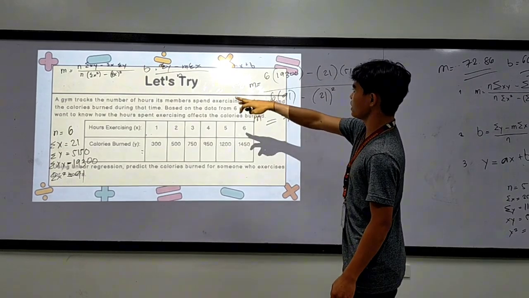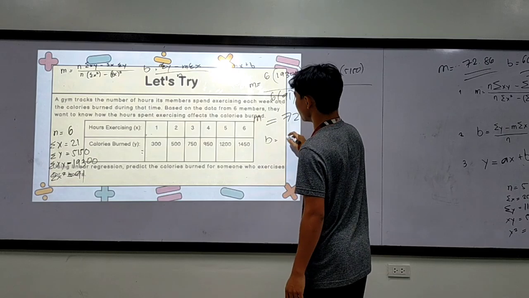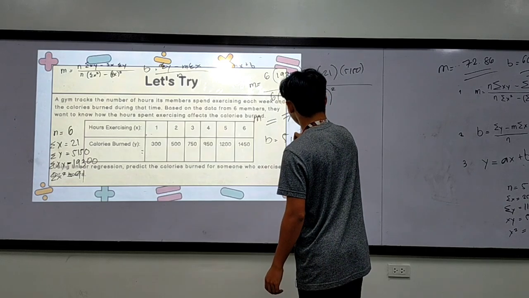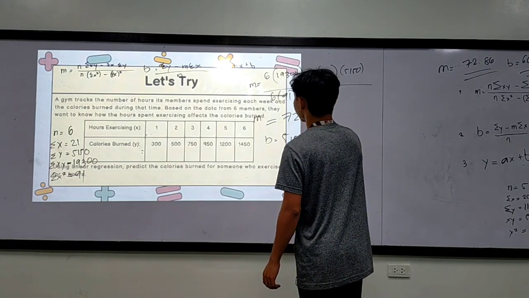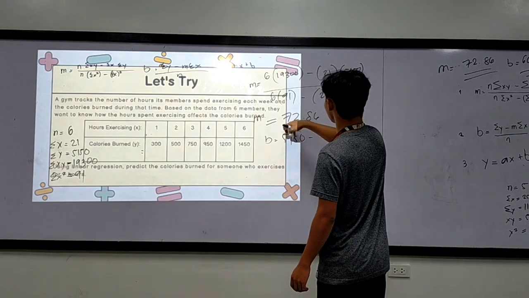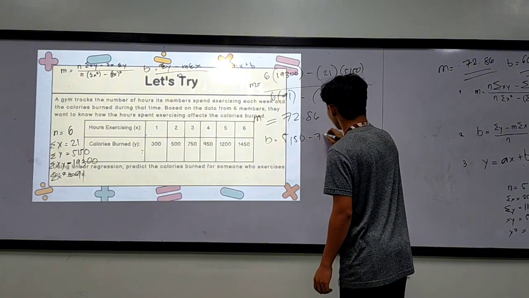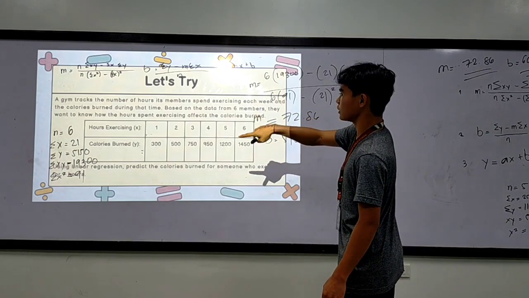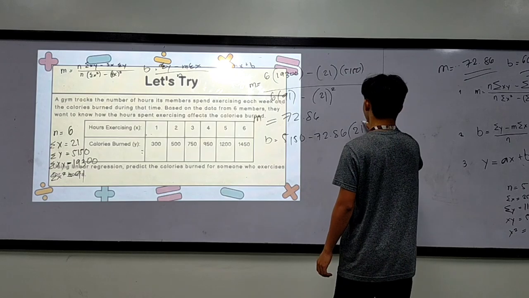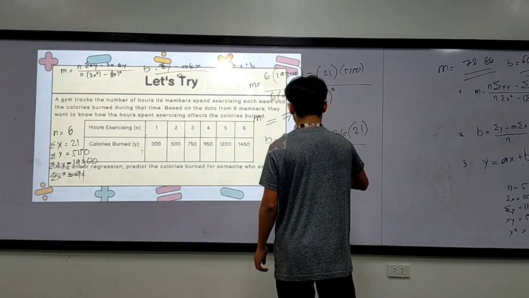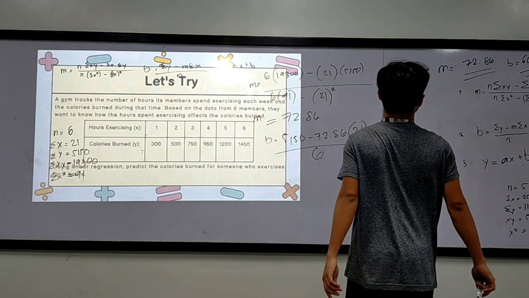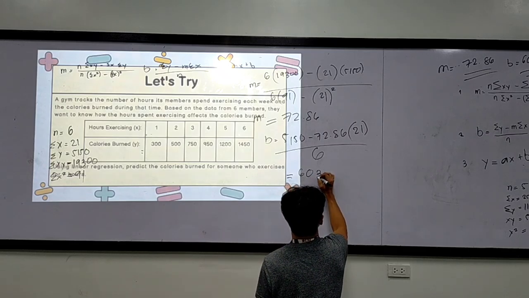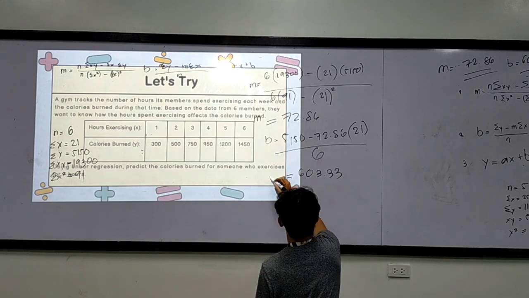So next step is b. So b is equal to y minus m times x over n. So 5150 minus m, which is 72.86, multiplied by x, where x is 21, over 6 because n is equal to 6. So the answer for this one is 63.33. So this is the b.